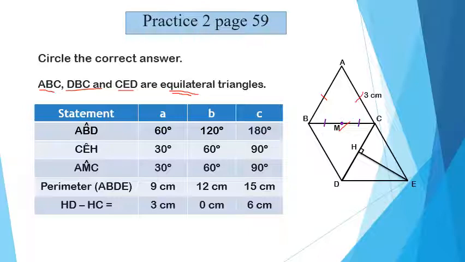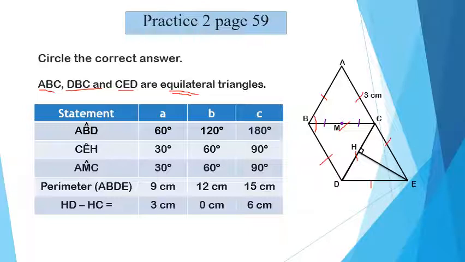And DBC is an equilateral triangle, so BC equals BD equals DC. Then CED is equilateral, so CE equals CD equals DE. The first question is: ABD equals 60, 120 or 180 degrees. ABD, this is the angle that I'm talking about.